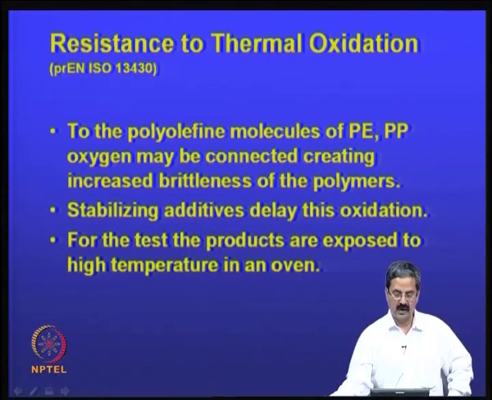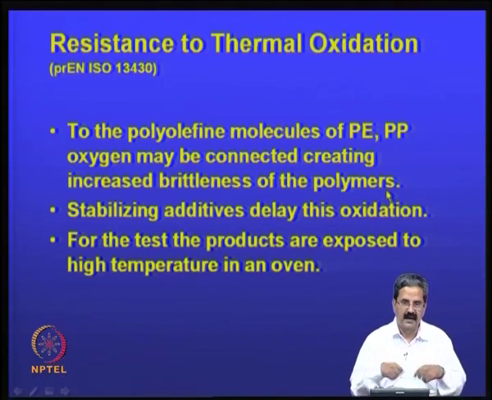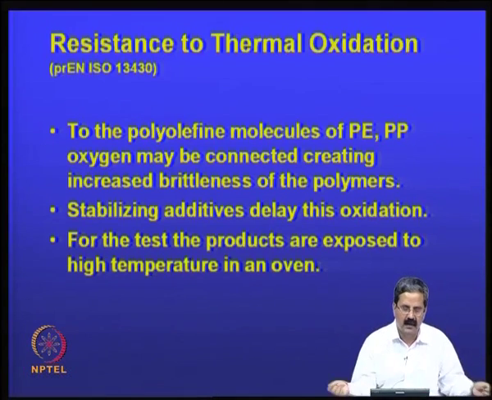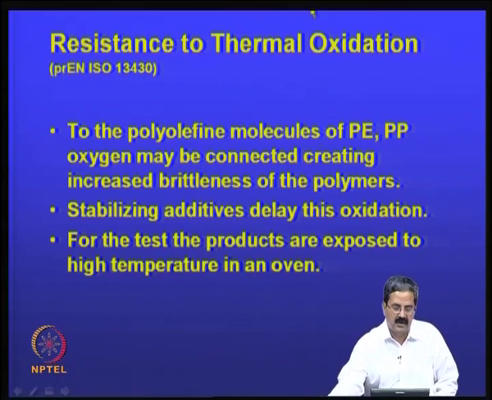Then resistance to oxidation, as I just mentioned: to the polyolefin molecules of polyethylene and polypropylene, oxygen may be connected, creating increased brittleness of the polymers. As I said, brittleness is one thing that can happen because of the oxidation. A material that is soft becomes wrinkled and stiff, and if you touch it, it gets broken. So what we do is that we have some materials called additives, stabilizing additives.